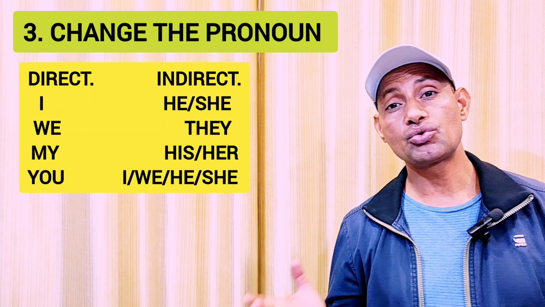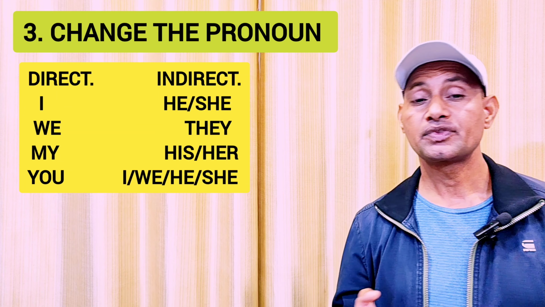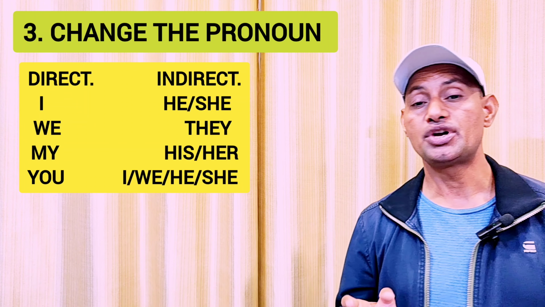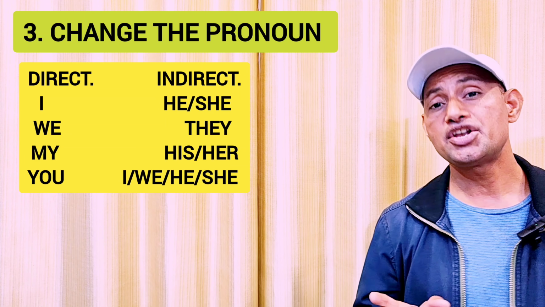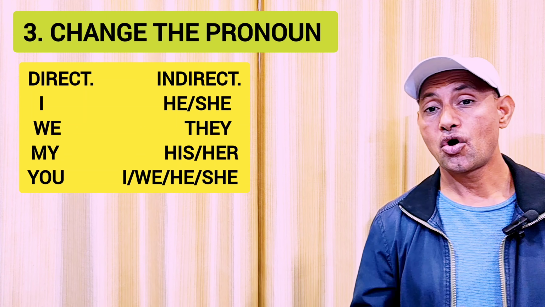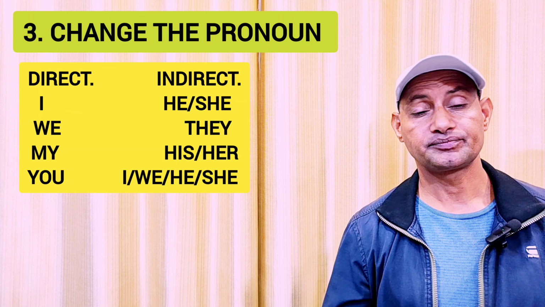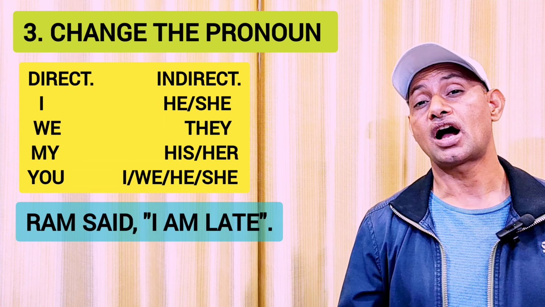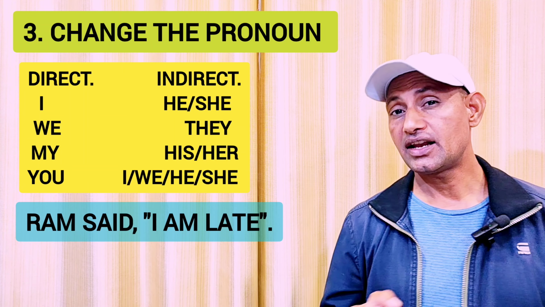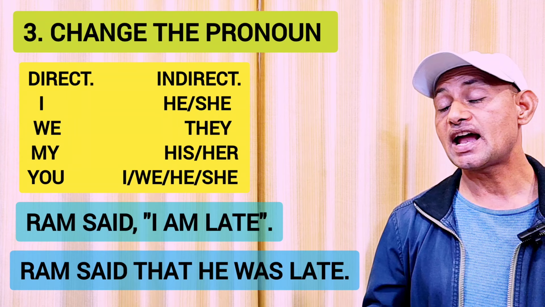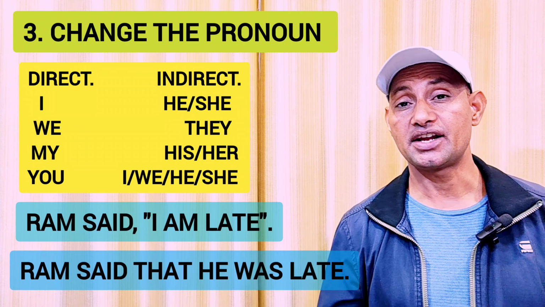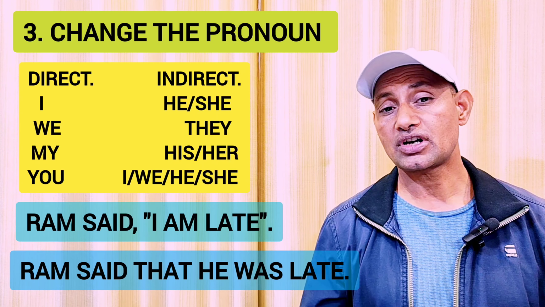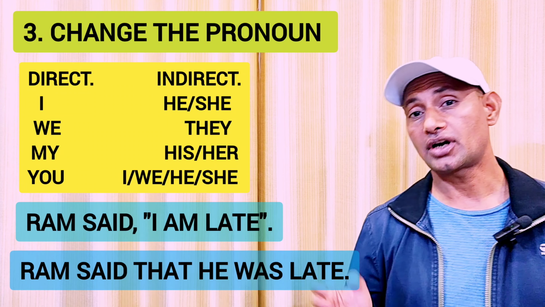I will be changed to he or she. We will change to they. My will change to his or her. And you change to I, we, he, she. For example, in a direct sentence, Ram said, "I am late." And in the indirect way, Ram said that he was late. In the sentence, I becomes he because Ram is being talked about.